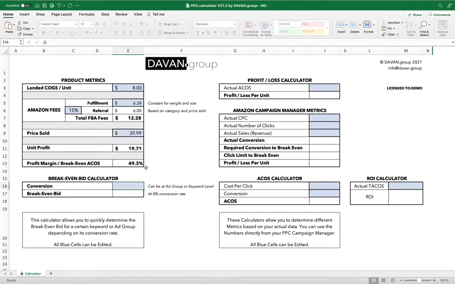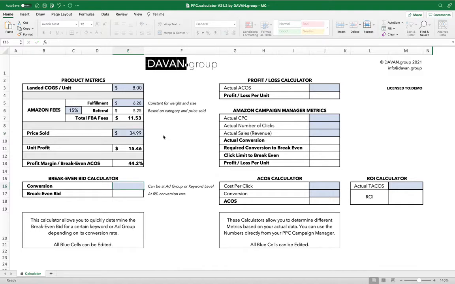Pretty nice, 49.3. The good thing is that your FBA fees here will update on the sheet because it will always say 15% of the sales price to calculate your referral. So it's a live sheet. For the demonstration, we'll continue with $34.99. And we'll talk about a break-even bid now.